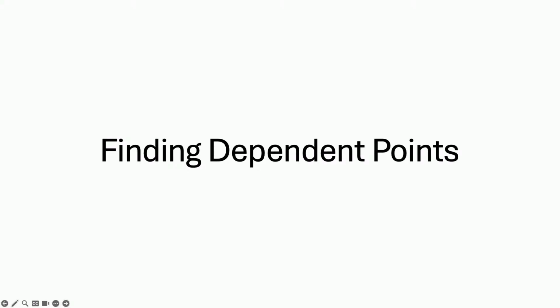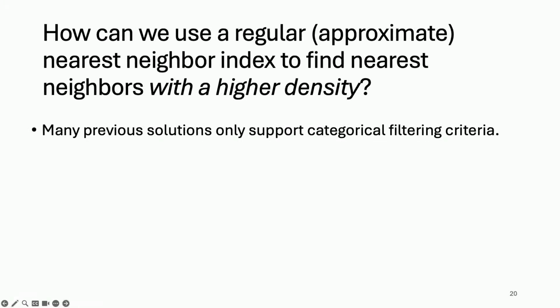OK, so let's now talk about finding the dependent points. So how can we use a regular nearest neighbor index to find the nearest neighbors with a higher density than the point in question? So there have been previous solutions for doing filtered nearest neighbor search. However, all of these previous solutions assume that each point only has a categorical label on them, and there are only very few of these labels. So they assume a small number of categories. But in our scenario, every point could have a different density, and therefore every point would belong to a different category, and these existing solutions would not scale to this setting.